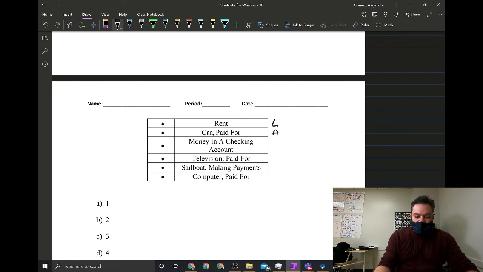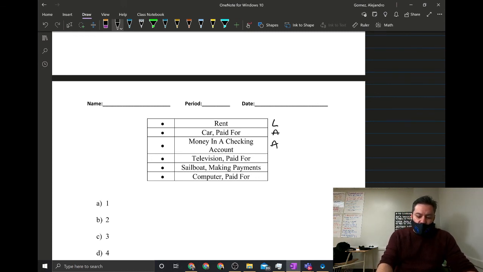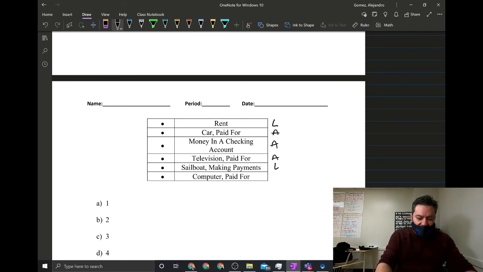Money in a checking account. If you have money in a checking account or savings account, that's yours. No, you're not going to make any payments on that. That's your money. So that's an asset. Take a TV that is paid for. You're not making any more payments on it. It's yours. So if you sell it, you make a profit. So that's an asset. Sailboat. You have a boat, but you're making payments on it. It's not yours yet until you pay it off. So this is a liability.